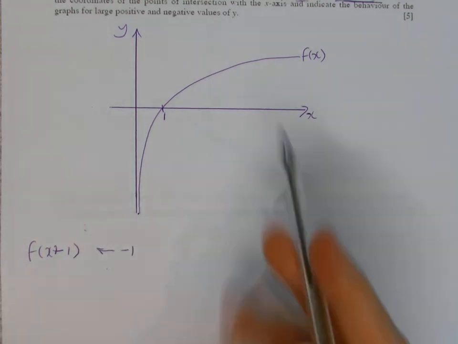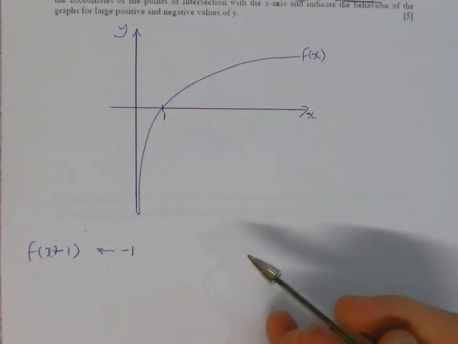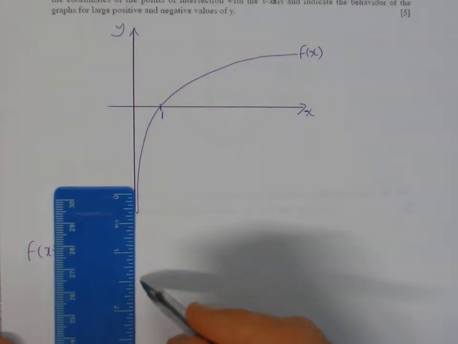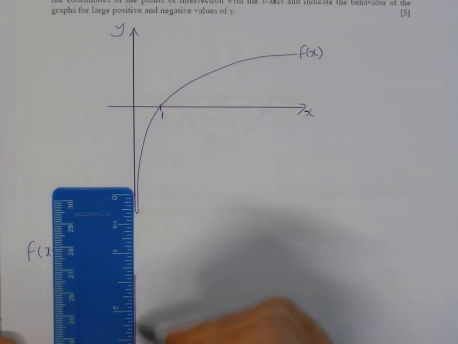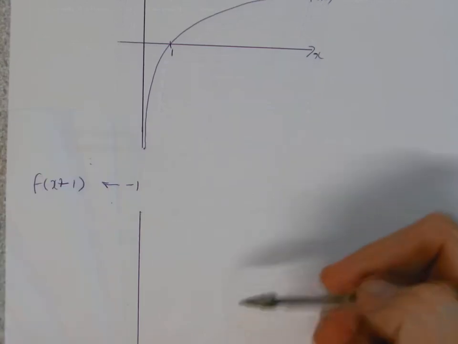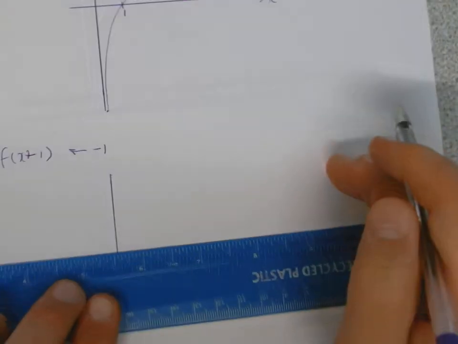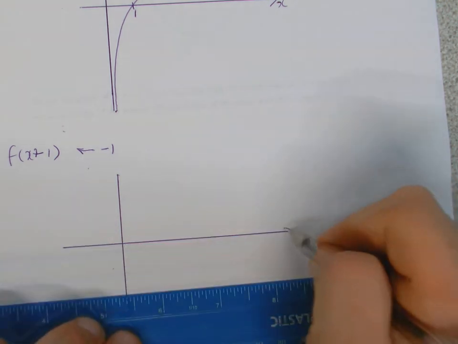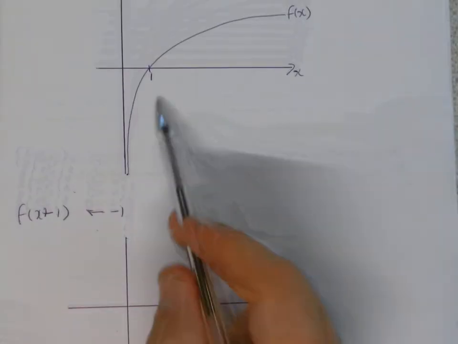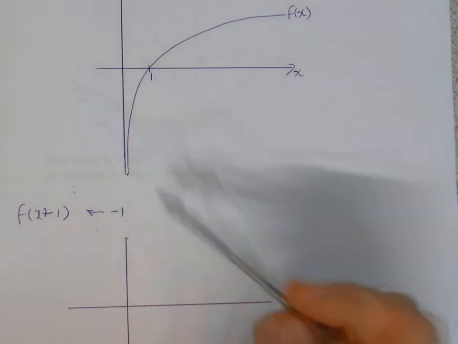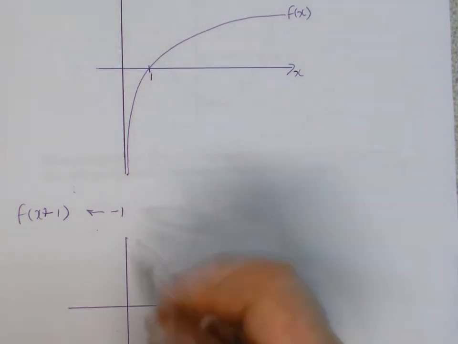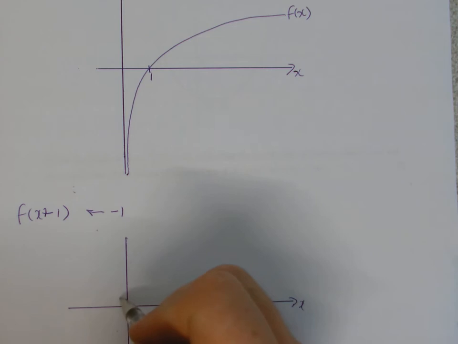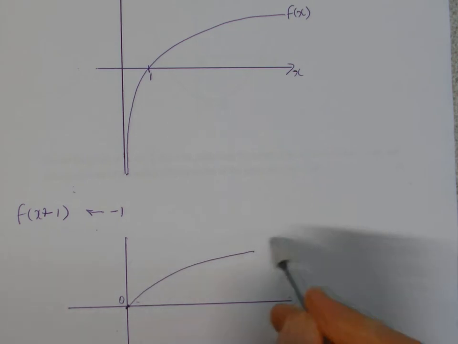It affects the x-axis, so it's a shift to the left on the x-axis. So if I shift this to the left, similar sort of axes, but of course I'm going to need to have some negative values for x, because this shifts to the left by 1. Where it's crossing here at 1, it will now cross at the origin, O, and it will head off like that.